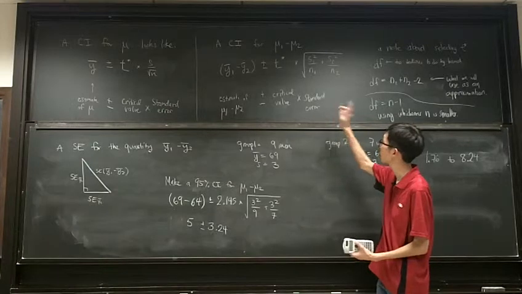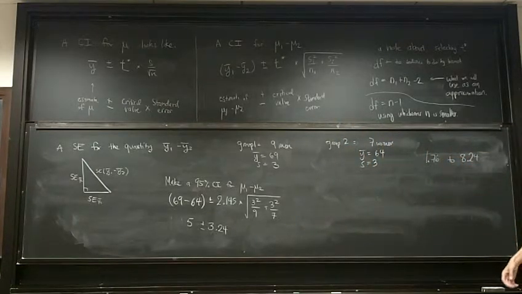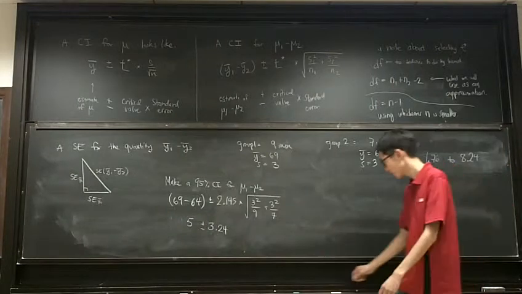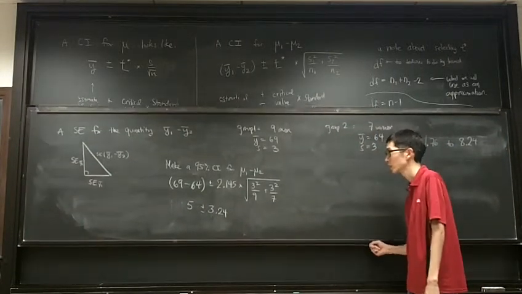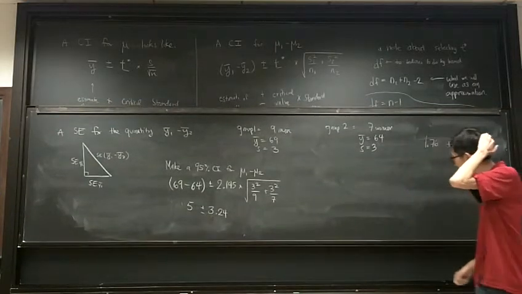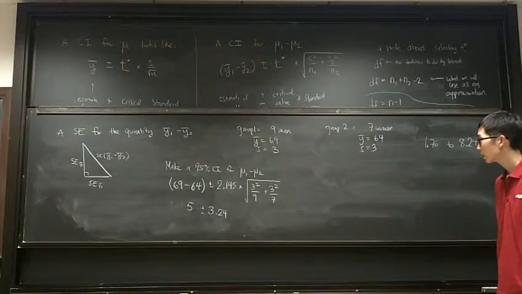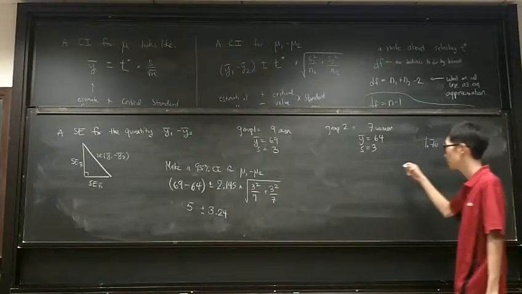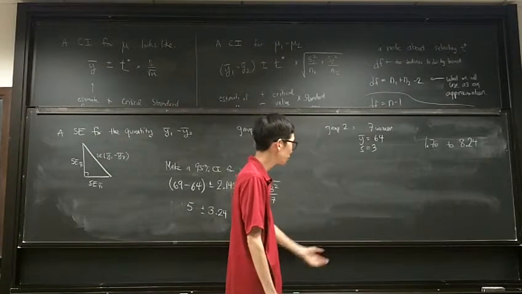So make sure you use n1 and n2. I make mistakes like that all the time too. So just pay attention, right? And then that's the answer. 1.76 to 8.24. That's it. Okay, so my 95% confidence interval is from 1.76 to 8.24 inches.